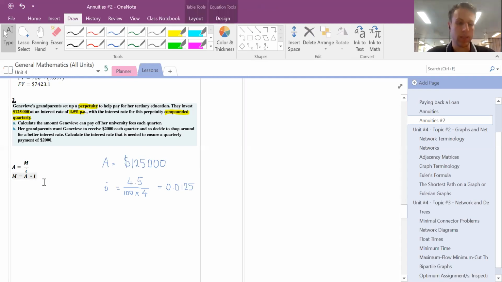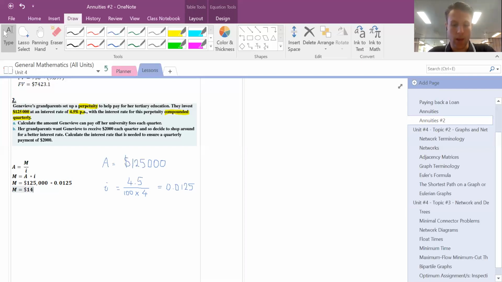So going back to this, M, the amount that she's going to be able to take off the loan every single time a payment is made at those quarterly points, will be the large sum investment of $125,000 times that interest rate of 0.0125, which will give us M equals 125,000.